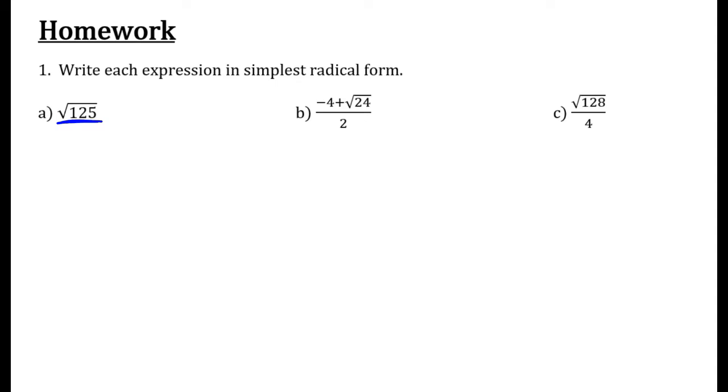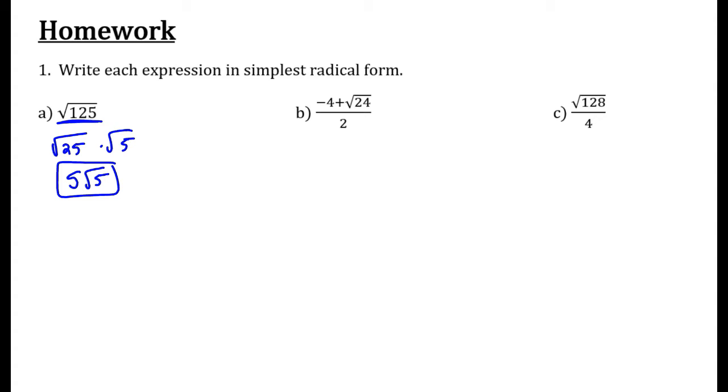And this is where knowing your perfect squares well is important, because you should say, wait a minute, that's the square root of 25 times the square root of 5. Because 25 is a perfect square, so I can write that as 5 radical 5. Those two expressions are equivalent.